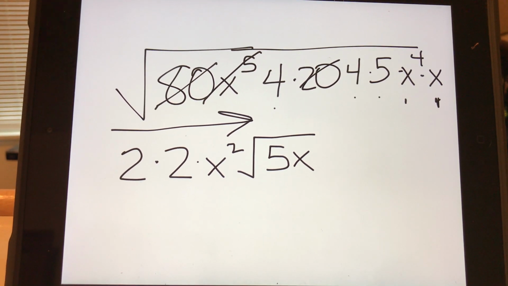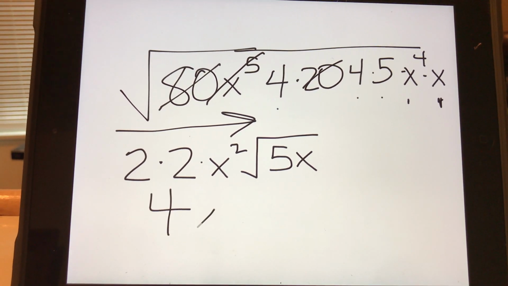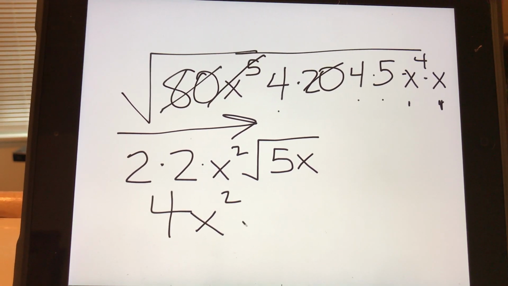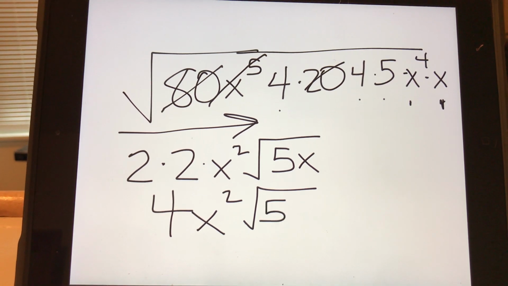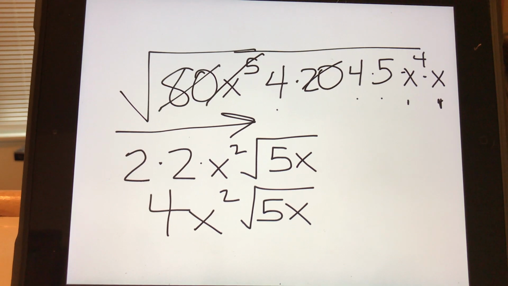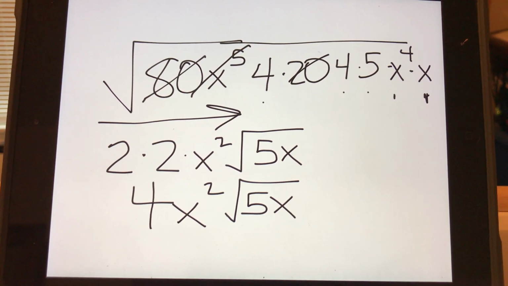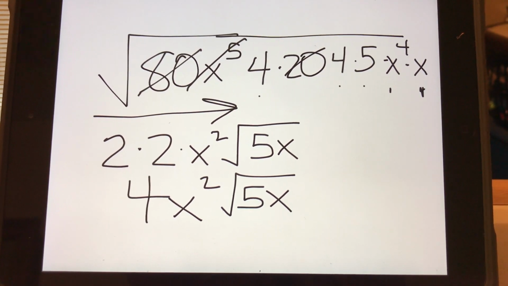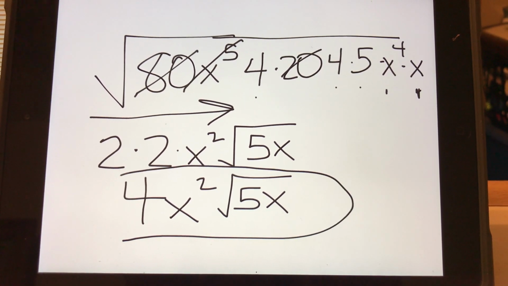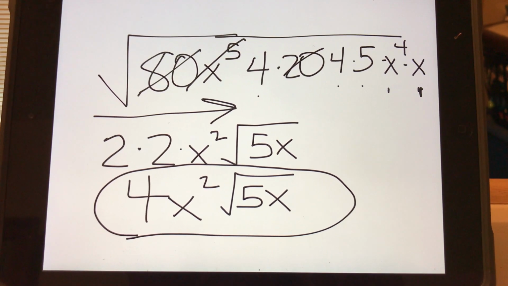All right? So now I have to finish up. 2 times 2 is 4, x squared, radical 5x. That is my final answer. So the square root of 80x to the 5th is simplified as 4x squared radical 5x. All right, let's do one more.